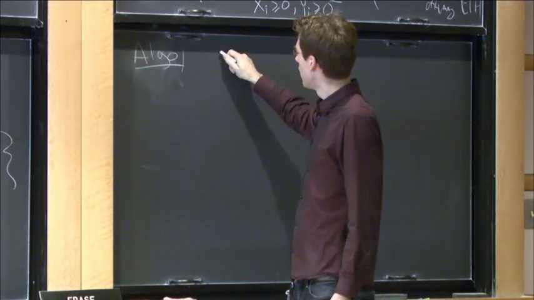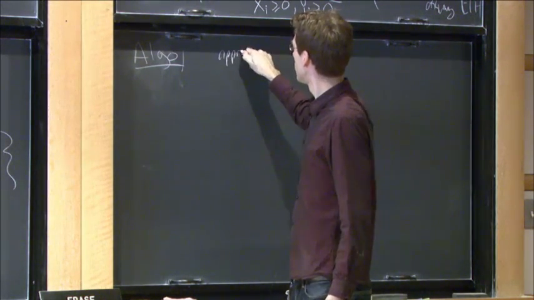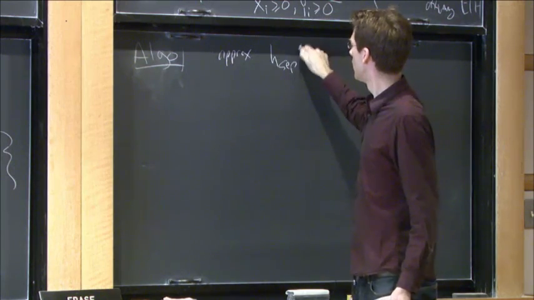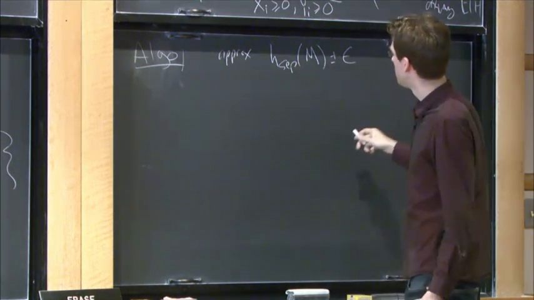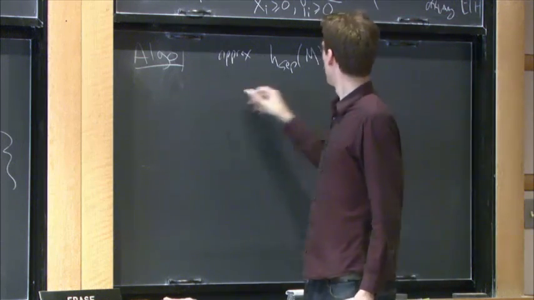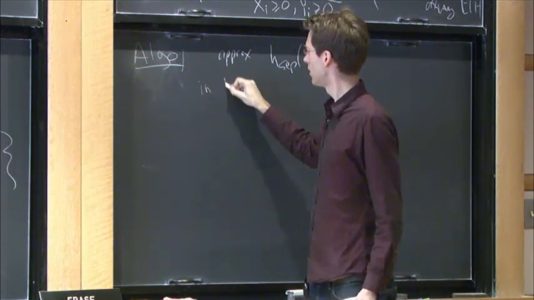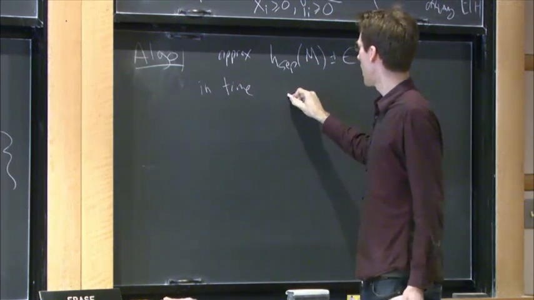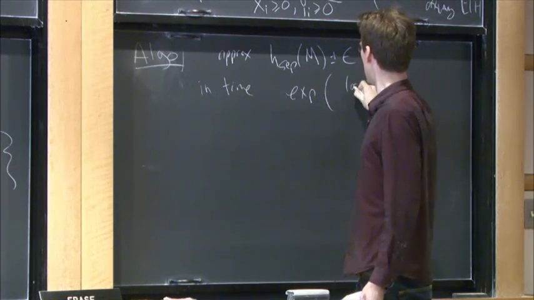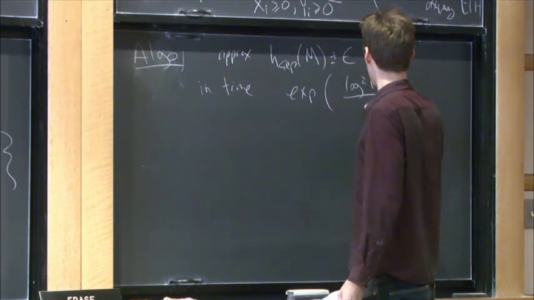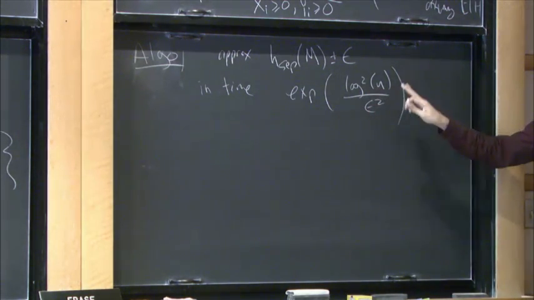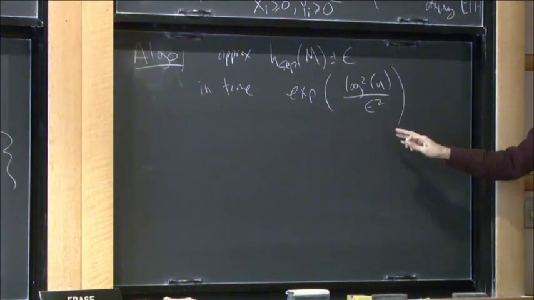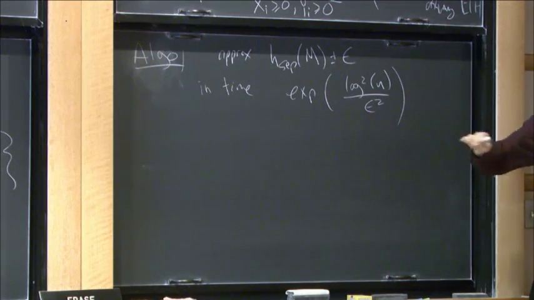which approximates h sep of M to accuracy epsilon in time exp of log squared n over epsilon squared. So if I just stopped now, you'd be very happy, right? Because it would match this, and everything would be wonderful.